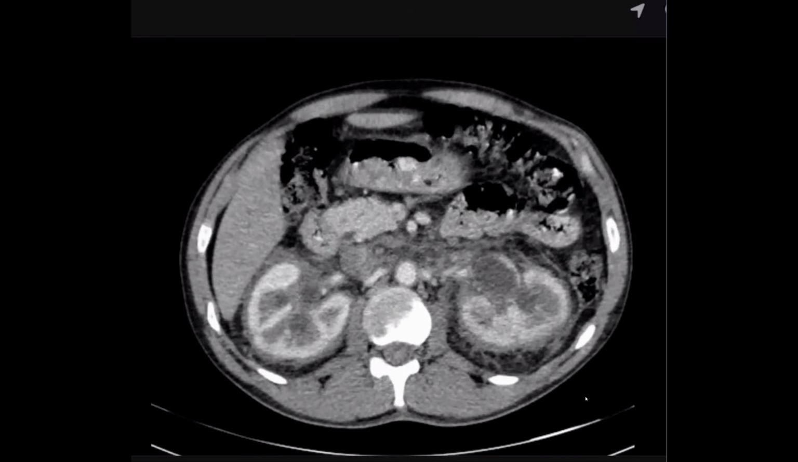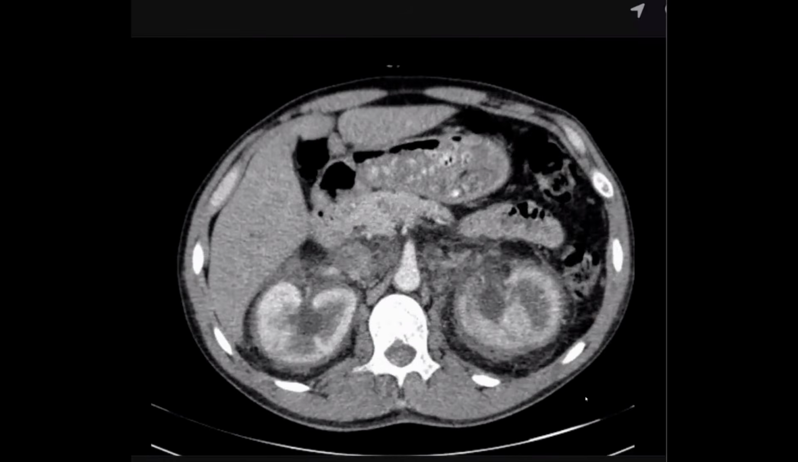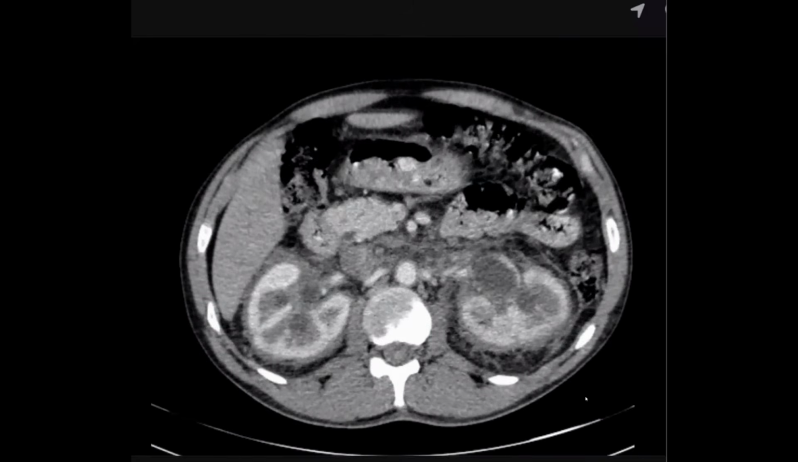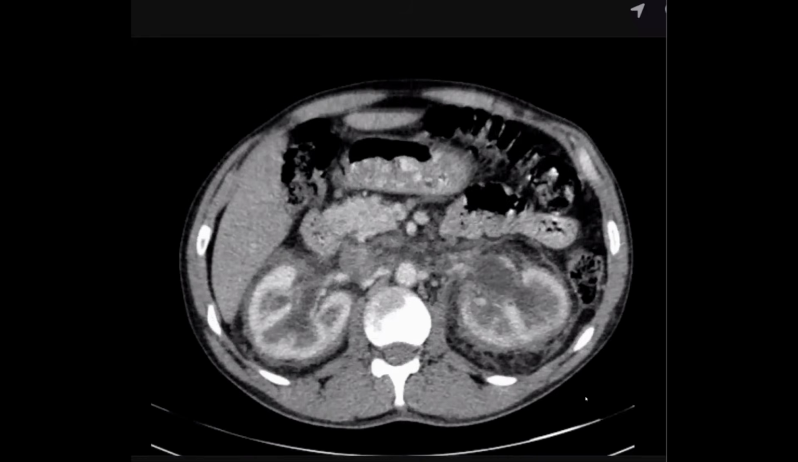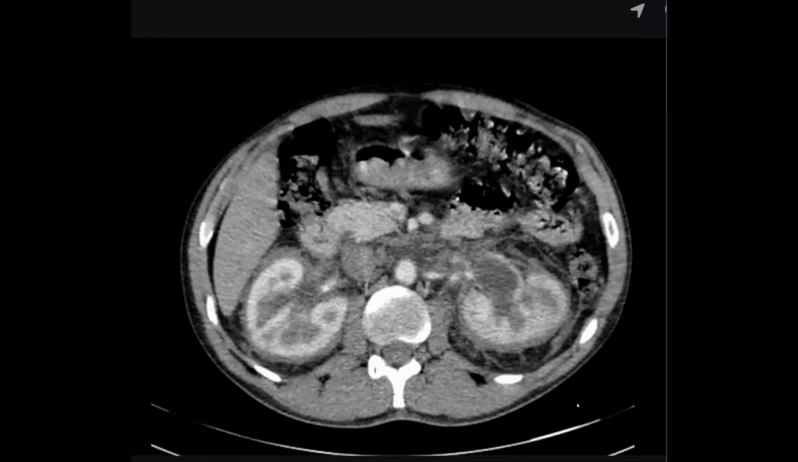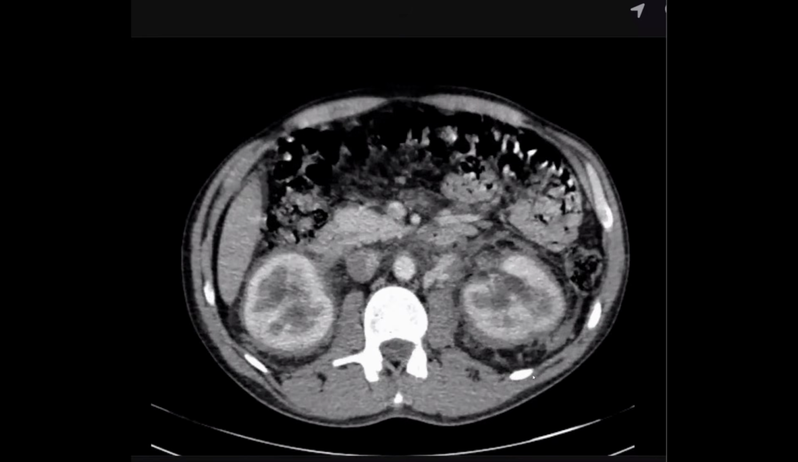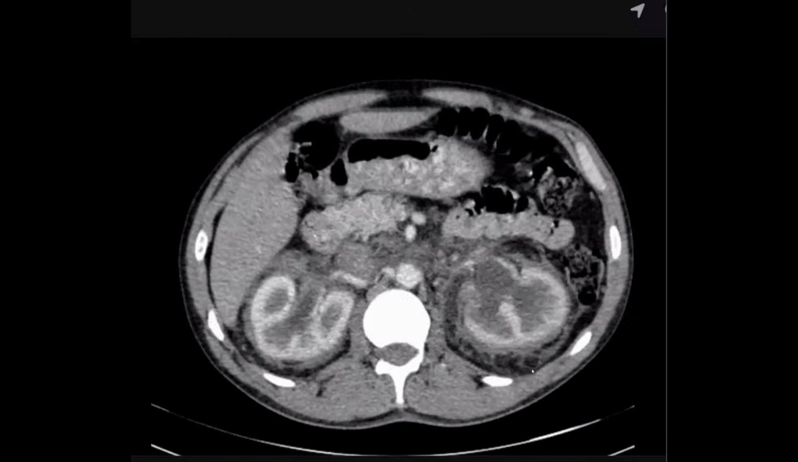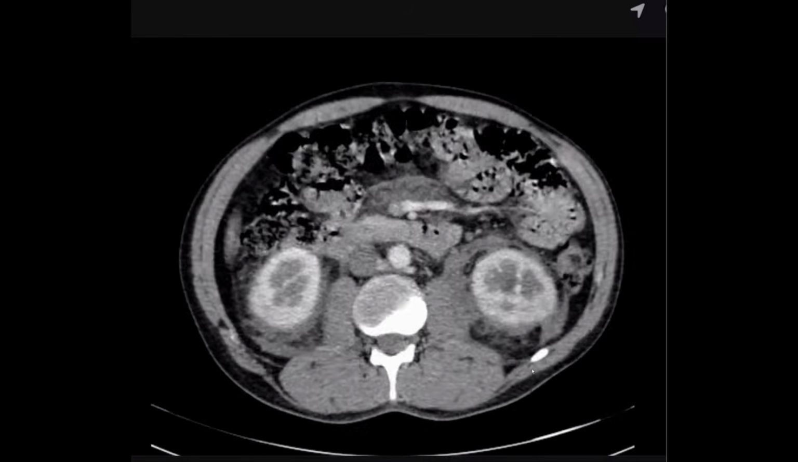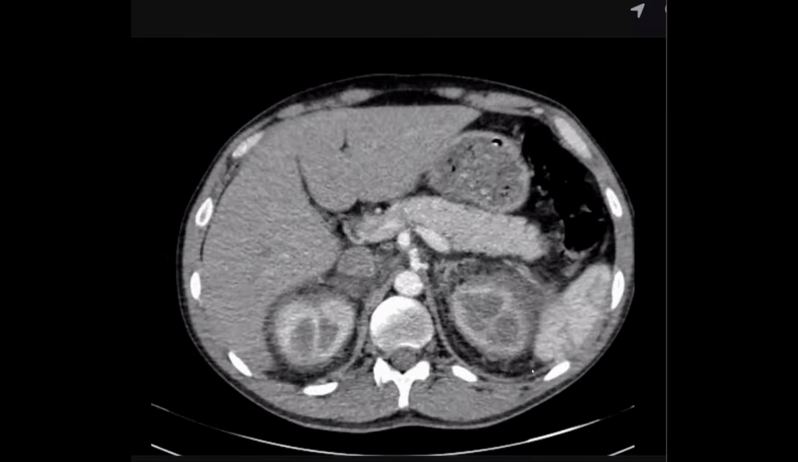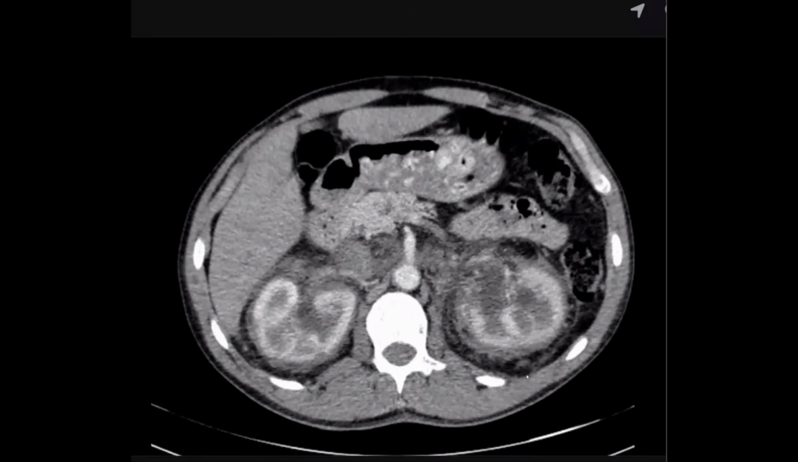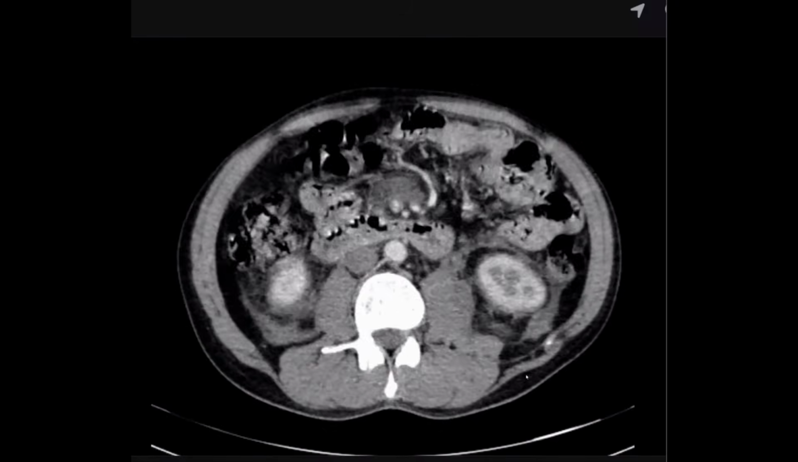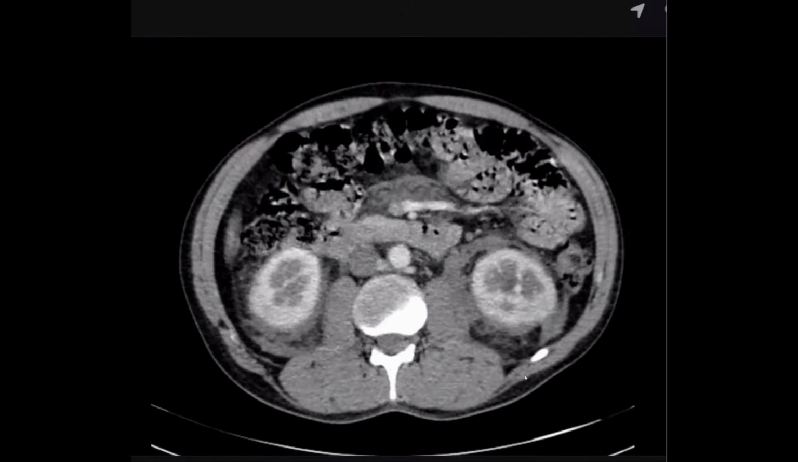So the differential for this appearance could be lymphoma; perirenal lymphoma can present like this. Another differential could be Erdheim-Chester disease, which gives a hairy kidney appearance. Very nice. It can be post-infectious, but it is rare for it to present bilaterally like this. Okay. What else?